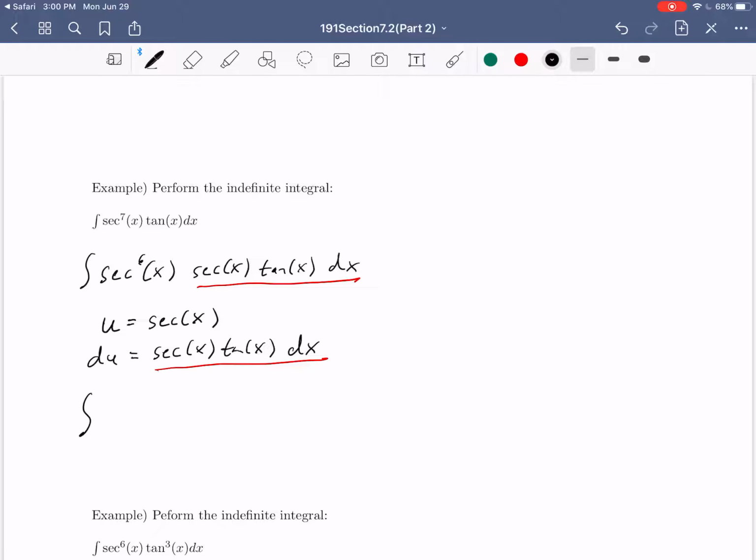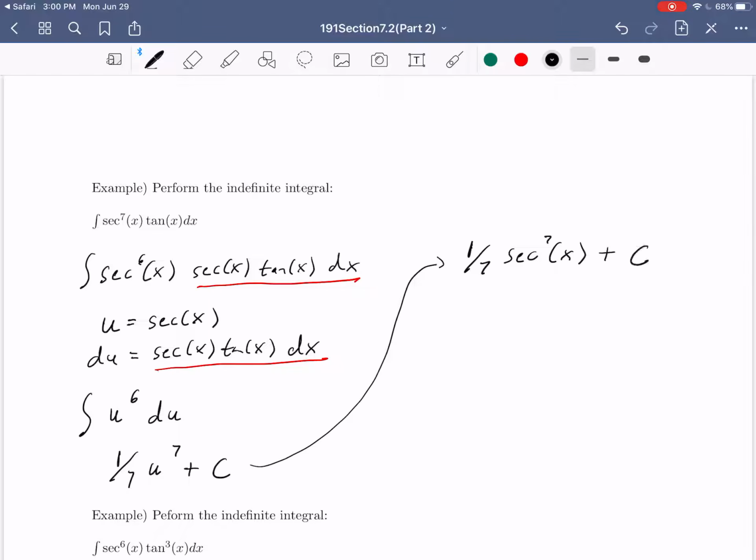We would get the integral. That secant to the 6th is just going to become u to the 6th, and that entire secant x tan x dx is just going to be our du. We can go ahead and integrate and get 1/7 u to the 7th plus c. Go ahead and unpack that over here: 1/7 secant to the 7th x plus c. And there we go. We were able to do this just directly through a u substitution.